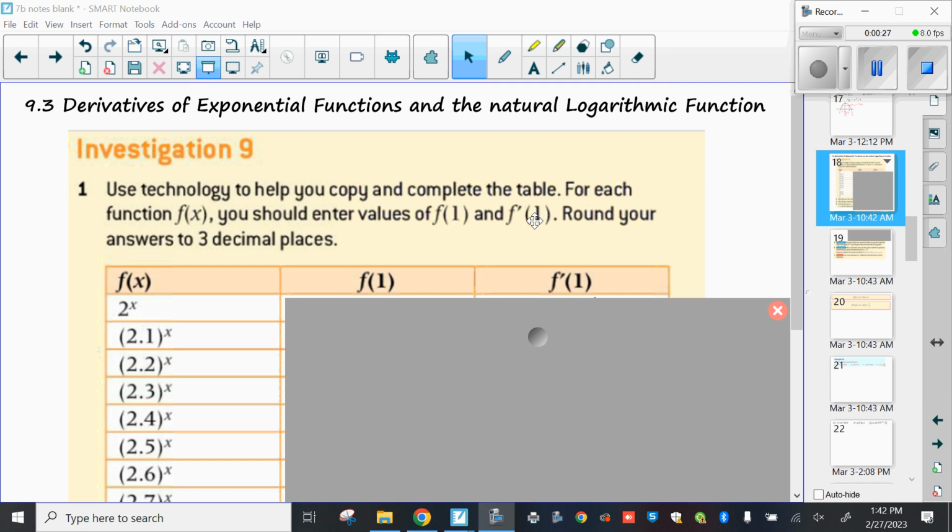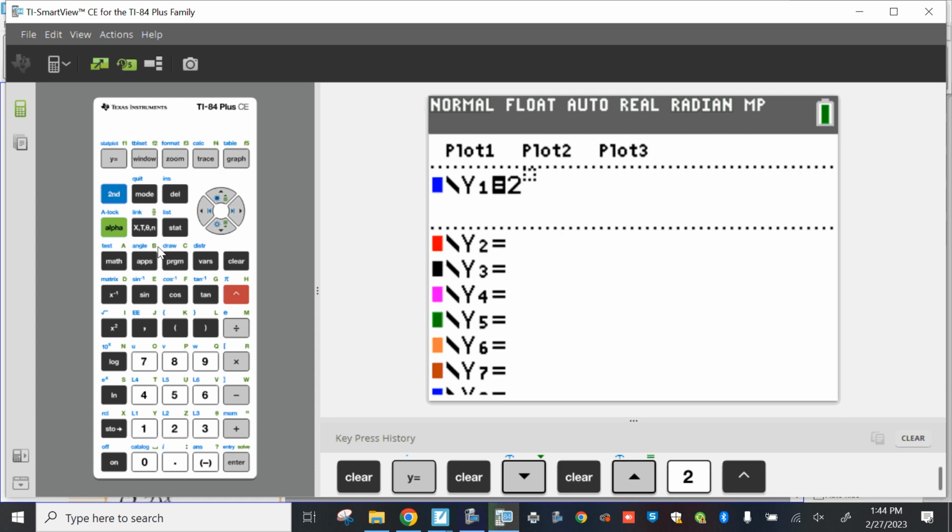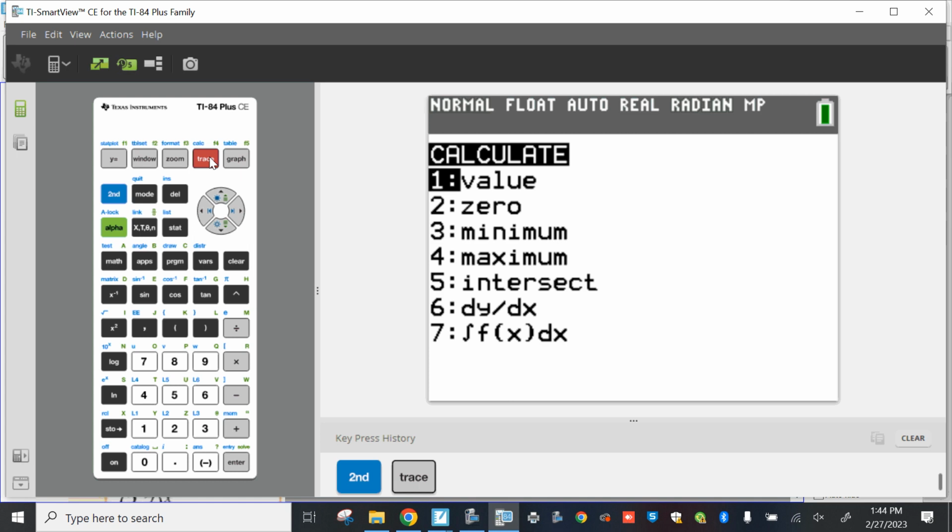What you are also going to have to do is take the derivative of the function. Using our calculator will evaluate this for us, so we don't have to take the derivative of each of these functions. When we're in this column here, I need the derivative, and our calculator can do that for us. So into your calculator, please type in y equals 2 to the x. And then once you've typed that in, you just go to second trace.